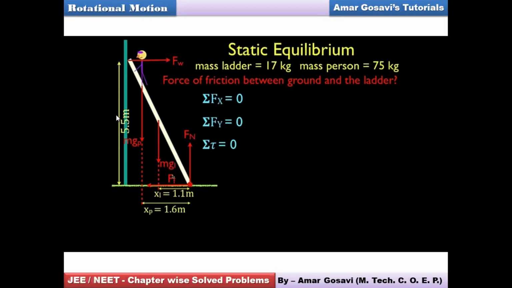This entire distance is 5.5 meter. X1 was given to you in the previous problem; we estimated this with the help of theta and trigonometry. Here the distances are directly given to you, 1.1 meter and 1.6 meter. So you will be taking moments about this point. The mass of the ladder is 17 kg. The mass of the person is 75 kg, you can see.